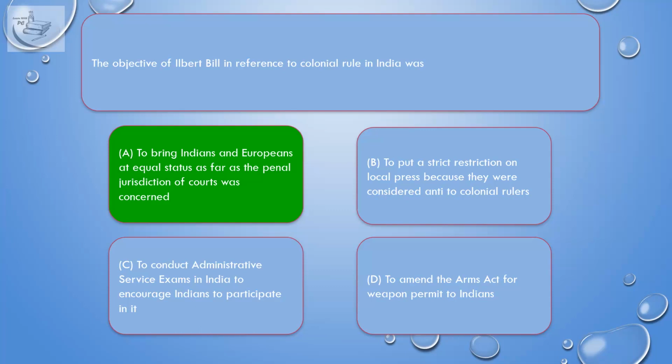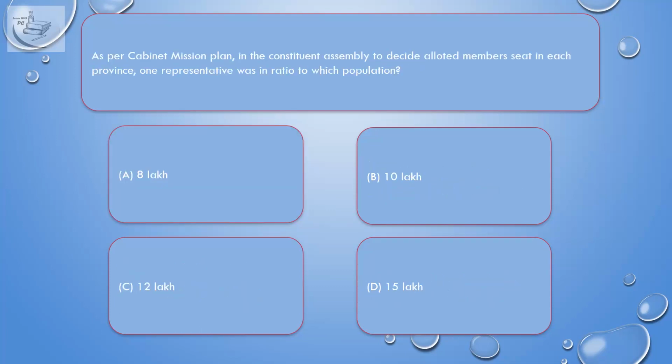Question: as per Cabinet Mission Plan, in the Constituent Assembly to decide allotted members' seat in each province, one representative was in ratio to which population? A. 8 lakh, B. 10 lakh, C. 12 lakh, D. 15 lakh. Correct answer is B. 10 lakh.